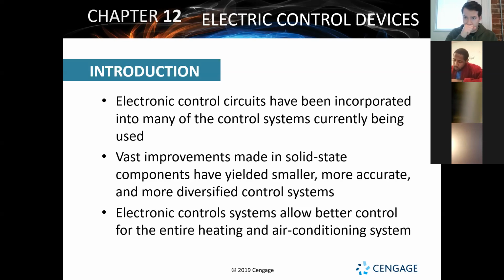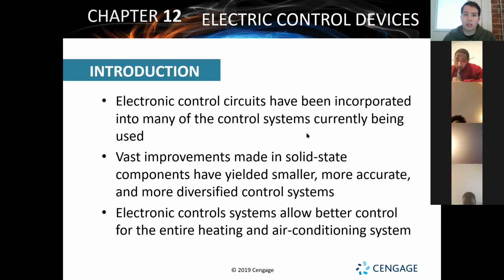Again, don't forget that all these slides are up on Canvas, so if you miss anything, you can always go back and download those offline. We'll get right into it.